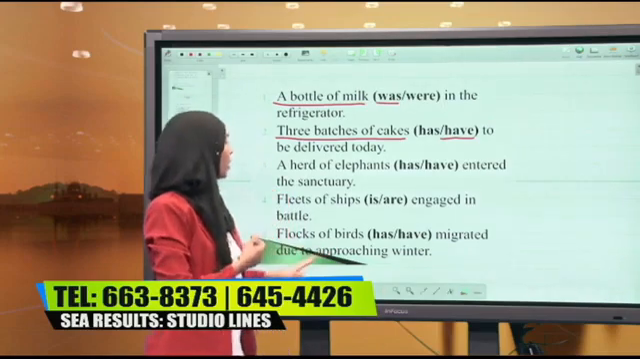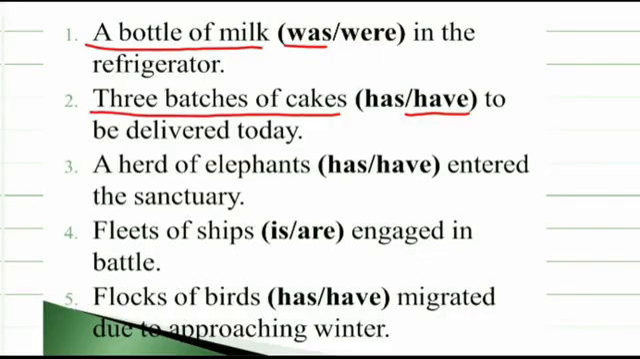Great. And we're looking at number 3 now. So we have, a herd of elephants has or have entered the sanctuary. What is your collective noun here? The answer is has. Spell it for me. Has. Right. But what is your collective noun? A herd of elephants. Right. So it is a singular subject, or a singular collective noun rather, so it needs to be followed by a singular verb.